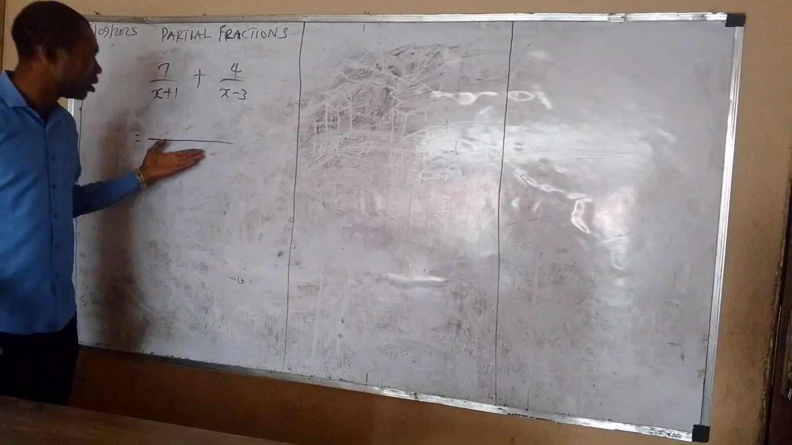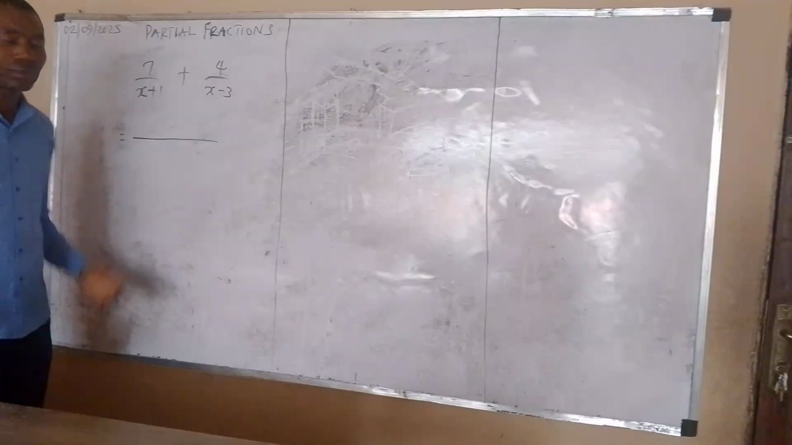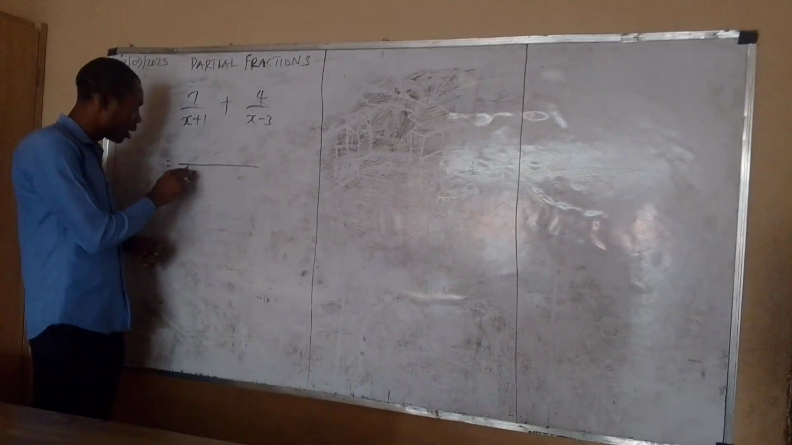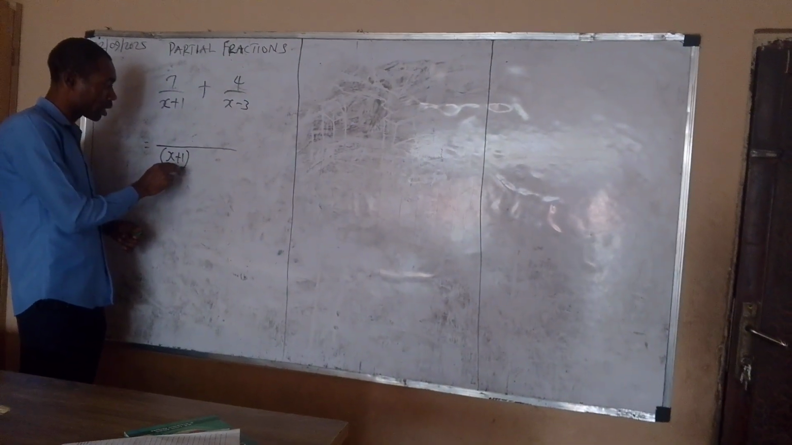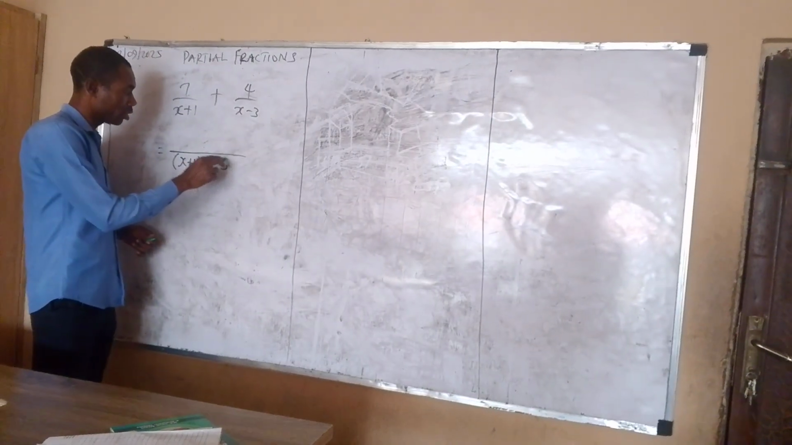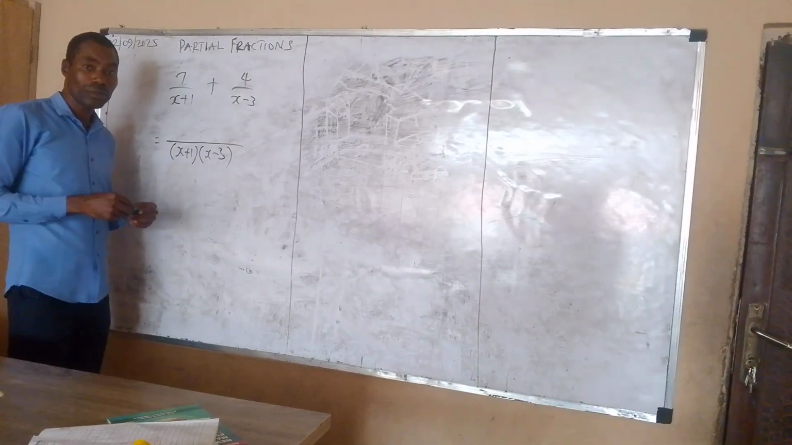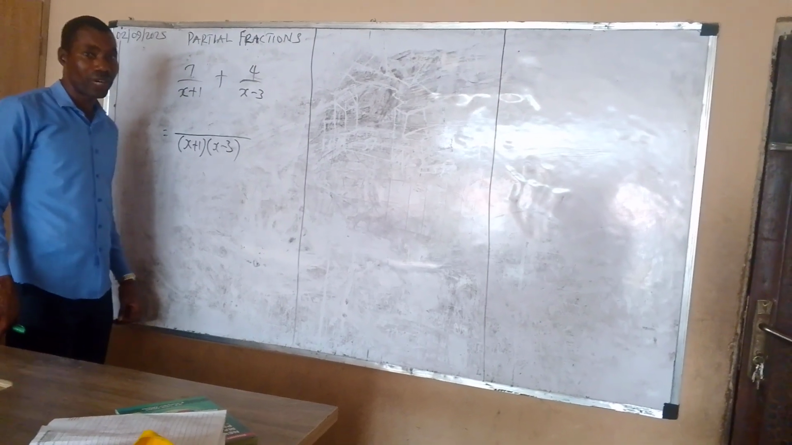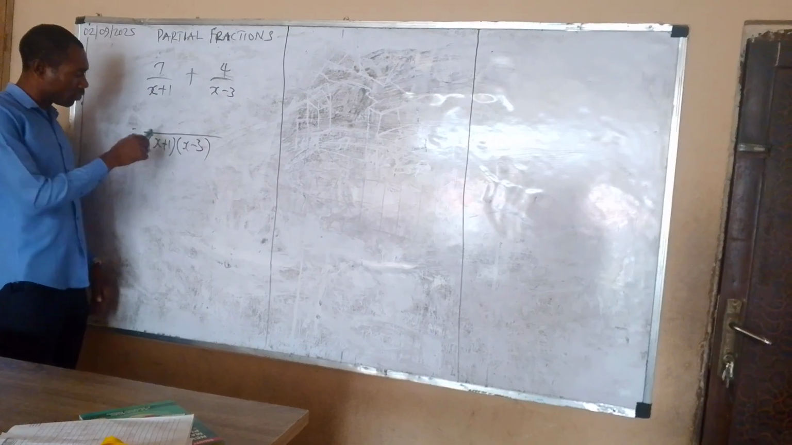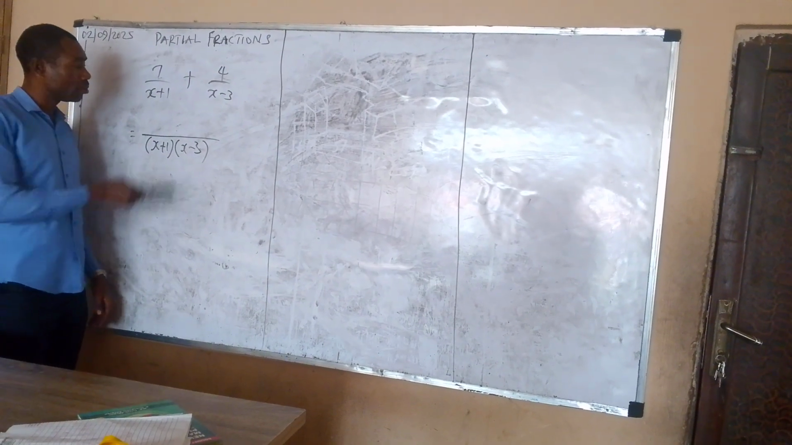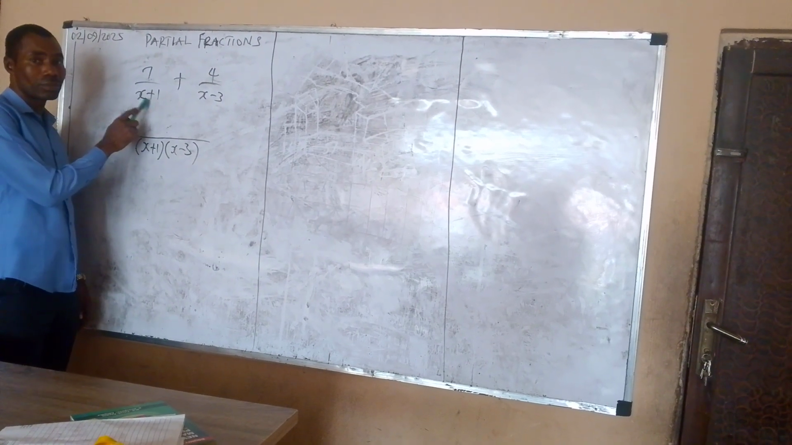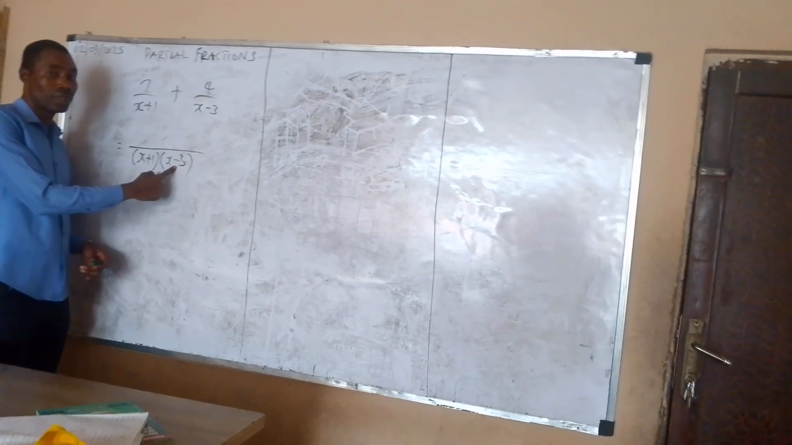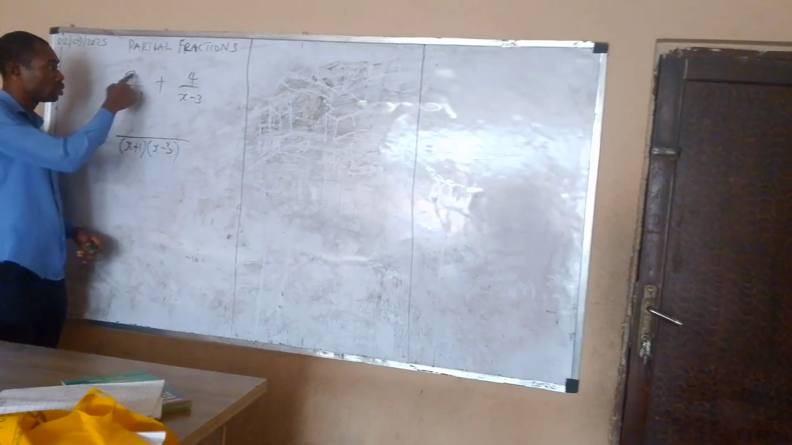How do I get the LCM of these two denominators? Just pick the two denominators and combine them together in this form. x plus 1 in brackets, x minus 3 in brackets. Now let's find the numerators. To find the numerator, first of all, divide this LCM by the denominator, which means this will cancel this, leaving this. Now multiply this by this numerator.